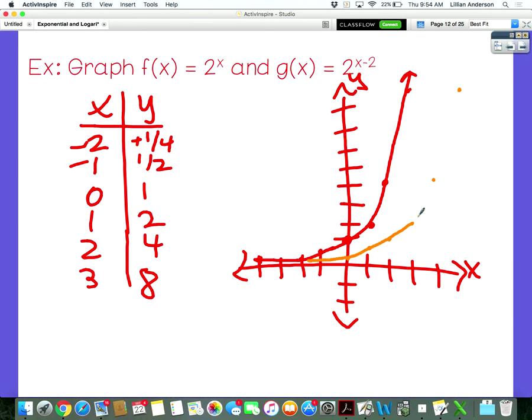And make sure that your graph does not cross the y-axis. This gets very close to it. Yours look like this, maybe a better picture. Questions?